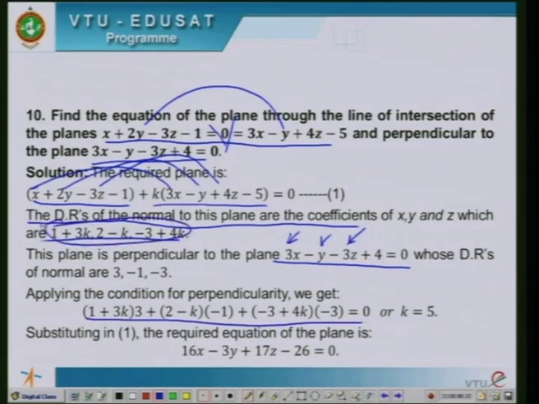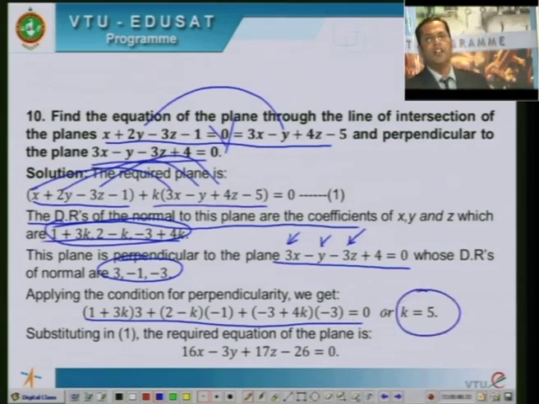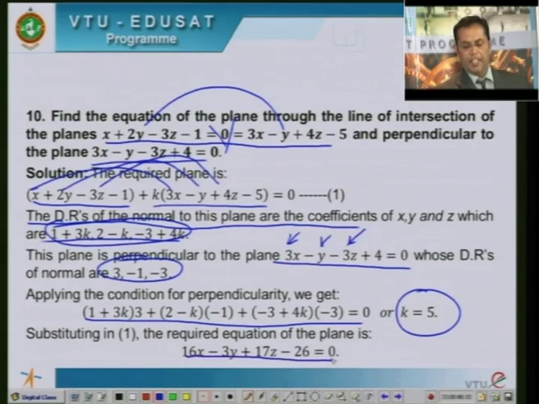So, the sum of the products of 1 plus 3k, 2 minus k, minus 3 plus 4k along with 3, minus 1, minus 3 should be 0. That is, 1 plus 3k into 3, plus 2 minus k into minus 1, plus minus 3 plus 4k into minus 3 equal to 0, which on simplification gives the value of k equal to 5. This you substitute back in equation 1 above for the required plane. Finally, you get 16x minus 3y plus 17z minus 26 equal to 0.